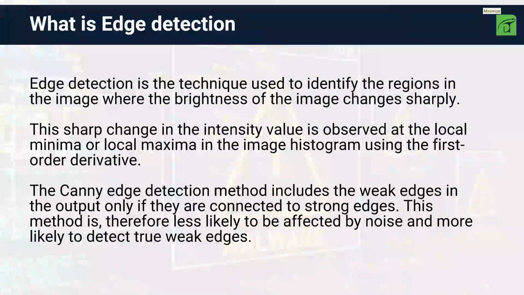So what is edge detection? It is a very important application in today's visual processing units. Edge detection hardware implemented in real time is a very important factor, because in surveillance, whenever we try to detect many targets, we need Sobel edge detection to identify those high intensity values. So edge detection is a technique used to identify the regions in which the brightness of the image changes sharply.